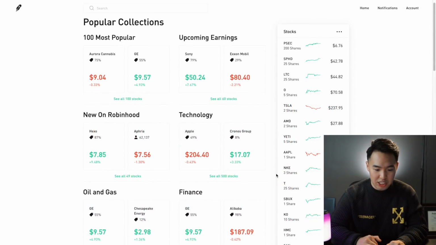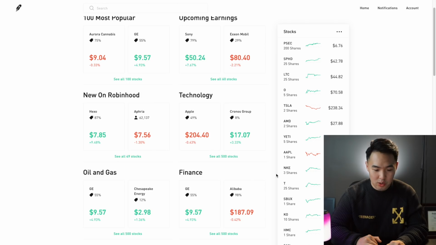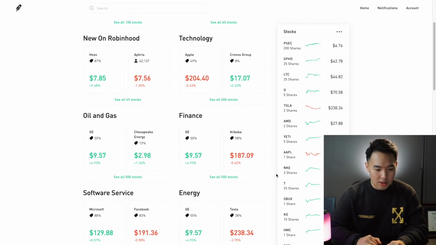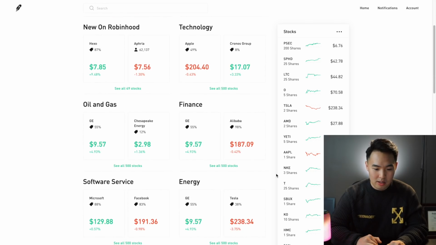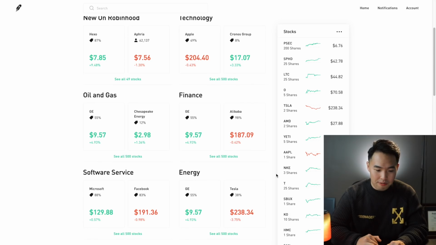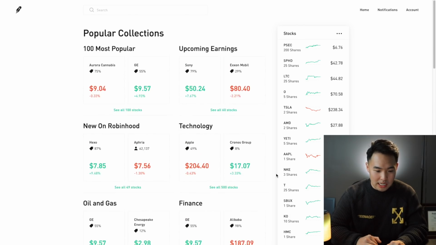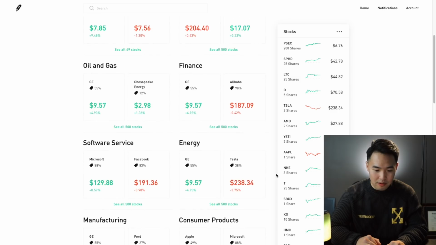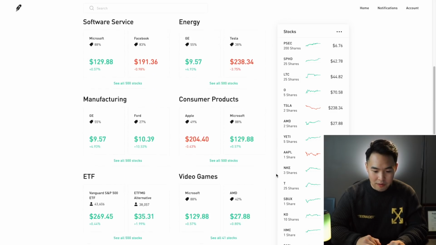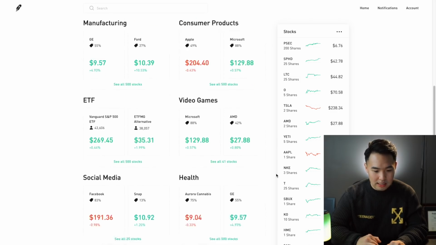Here are the popular collections. They have all these new collections when it comes to the stocks. They're trying to make all the stocks more searchable and a lot easier to find. So depending on what sector you want to invest in, you can easily find it here. Energy sector, manufacturing, consumer products, ETFs.